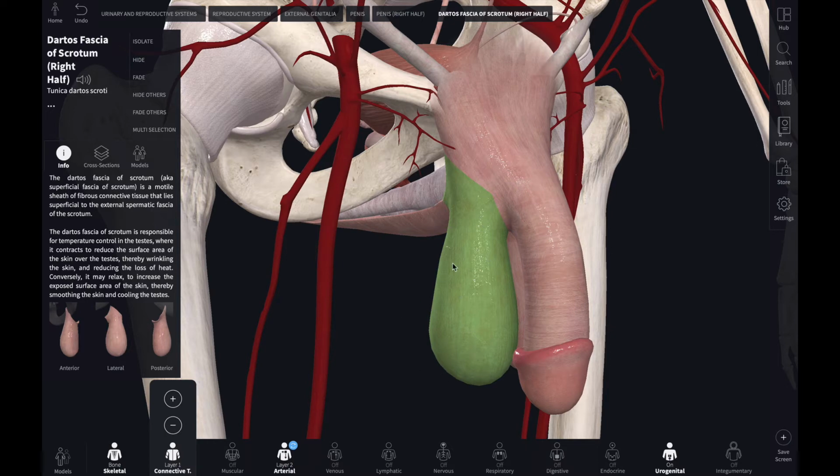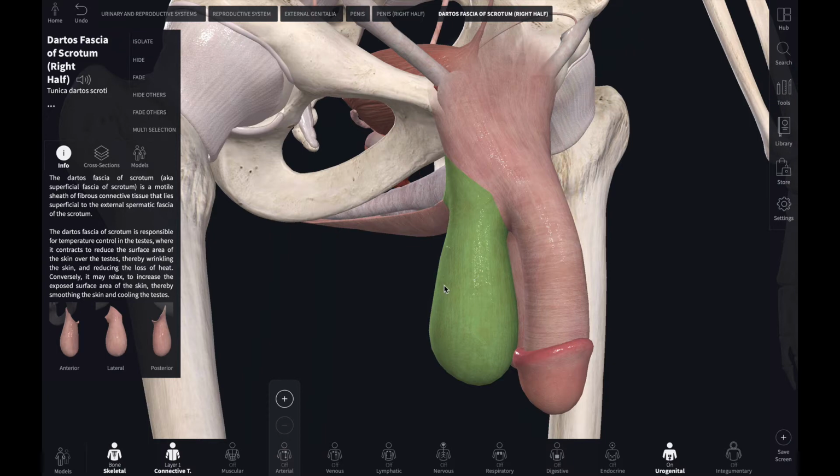The reason for keeping the testis outside the body is that at body temperature, spermatogenesis, that is the formation of sperm cells, cannot take place. That is the reason the testis is kept outside, but the blood comes through the testicular artery. So when you remove the skin, you have a layer of muscle called the dartos muscle.